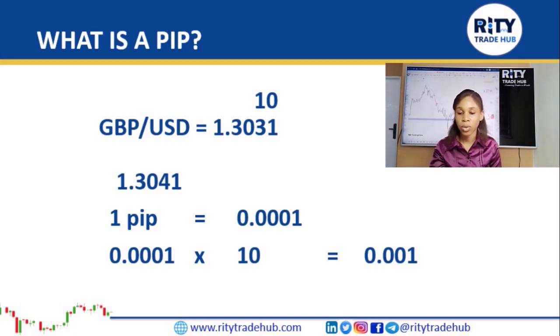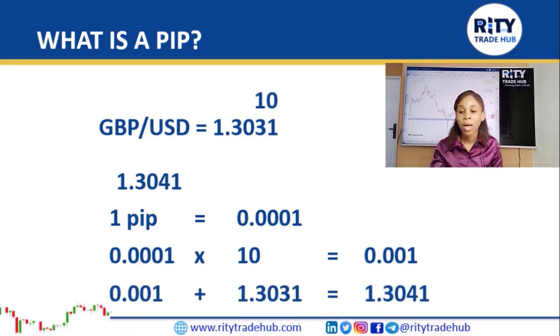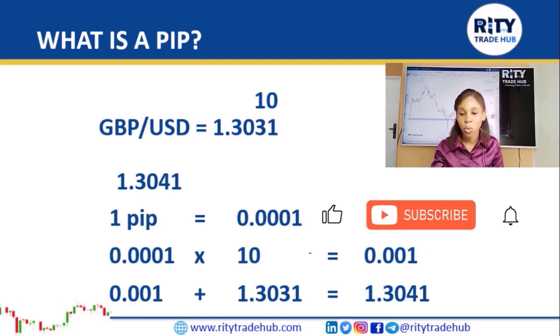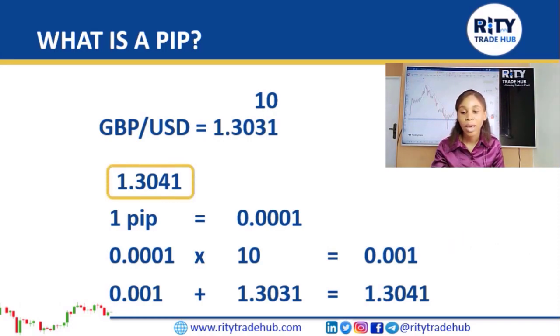Guys, what did you notice on the screen? You notice that the zeros reduced. It's no longer 0.0001, but rather 0.001. So to get the new value of GBP USD, we have 0.001 plus 1.3031, which equals 1.3041. Same answer here. Now, I know someone would ask, since the shortcut is easy, why teach us this long method? But guys, as we go higher, it gets more complicated, especially with numbers that are not round numbers.